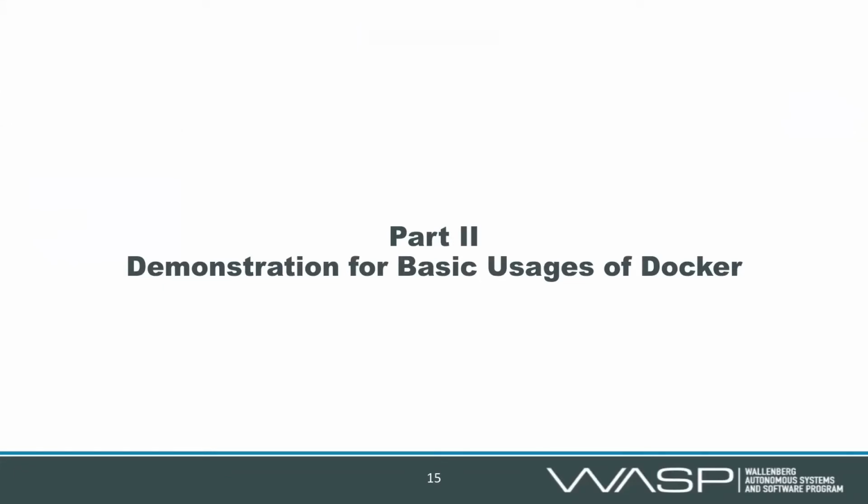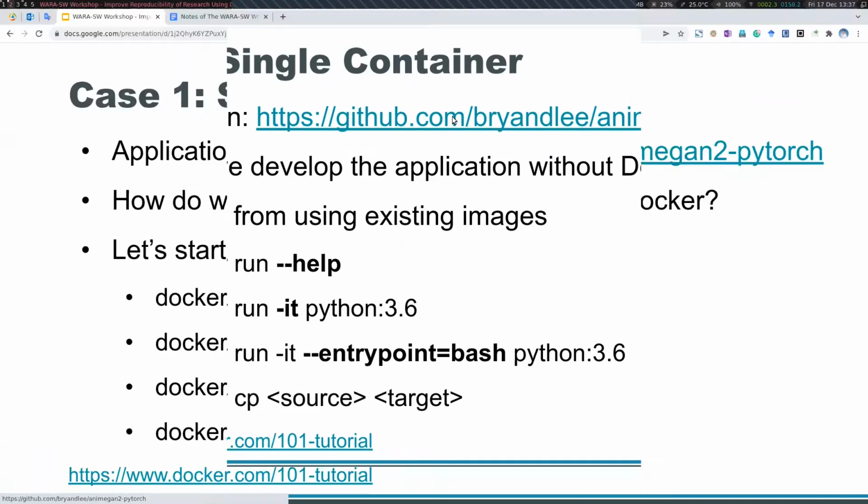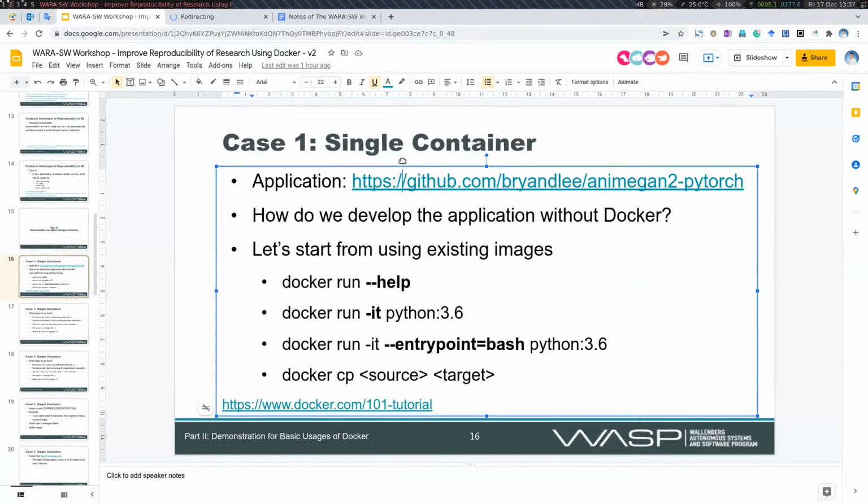For part two, I will give you a demonstration about the basic usage of Docker, and we can also have more discussions about different features provided by Docker and what issues we can address using the Docker environment. In order to demonstrate Docker, I have to identify a project which is not that complex, but also contains the necessary steps about how to use Docker and how this is connected with the reproducibility problem. My final recommendation is this one, AnimeGAN version 2, and it uses the PyTorch platform. I can directly show you here.